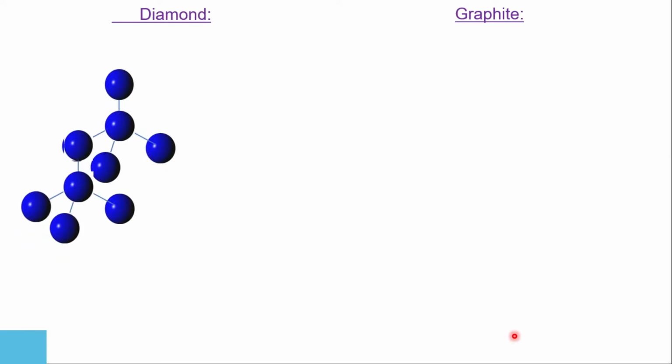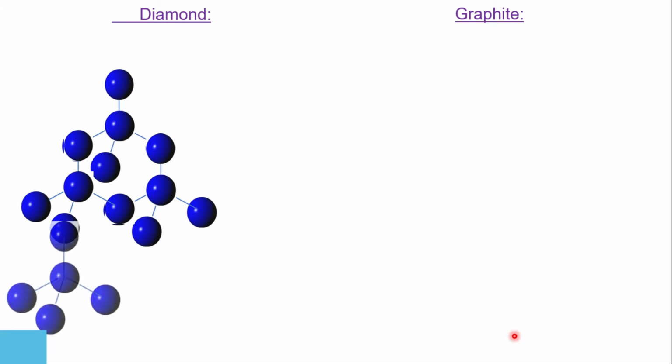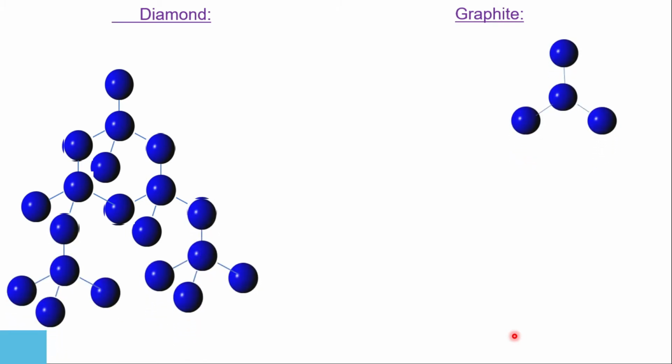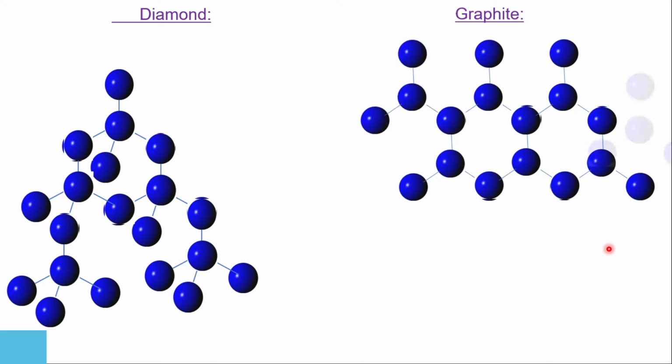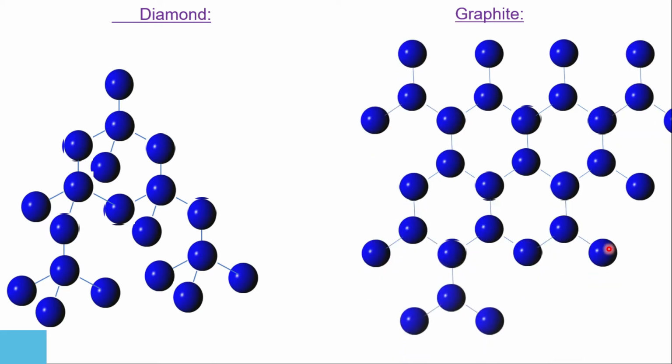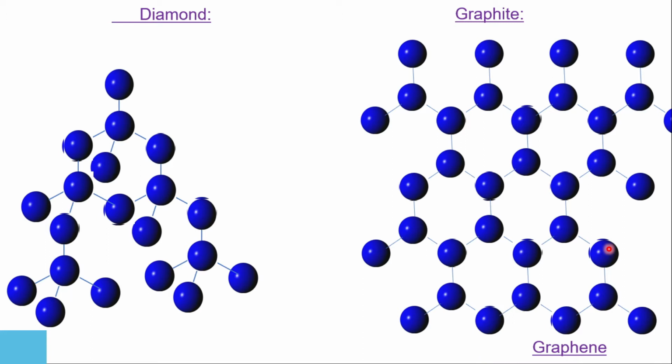And when there are many units, an uncountable number of units bonded together repeatedly, that makes the structure of diamond. And for graphite, the same here, many structural units repeatedly join to make a layer molecule. The layer molecule itself is not graphite. This is graphene. And to be graphite, there should be many graphene layers. A single layer molecule is called graphene.